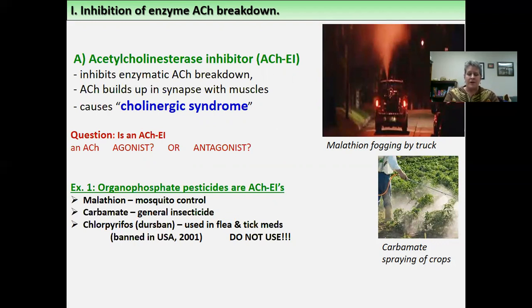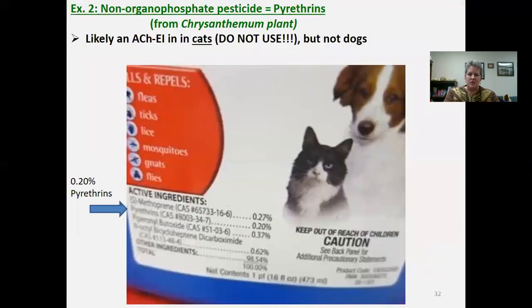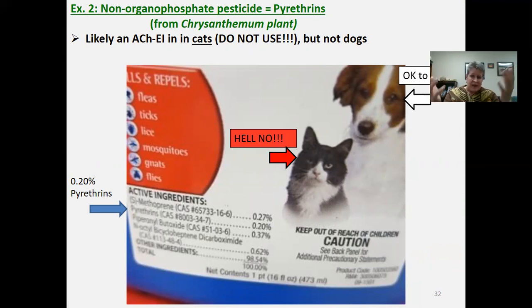Well, here's another possible exposure, and since I'm a former vet tech, you have to be really careful about medications, flea medications that contain pyrethrins. This is right here, it says 0.2% pyrethrin. Now, interestingly enough, it's okay to use pyrethrins in dogs because it acts differently in them, but don't ever give it to a cat because pyrethrins in cats act as an acetylcholinesterase inhibitor, and it could kill a cat with cholinergic syndrome. So just a little factoid if you have animals. Watch out for pyrethrins in cats.